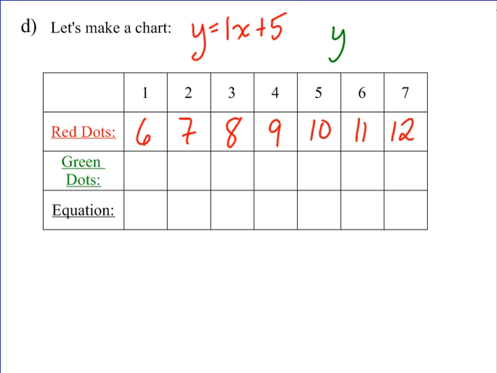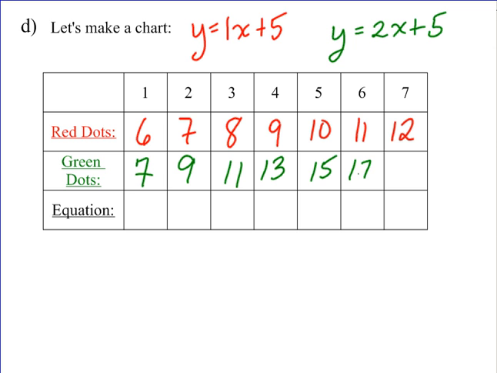Now let's take a look at the green dot company, which we said was y equals 2x plus 5. And let's do the same thing. 1 set of headphones in green dot would be 2 times 1 is 2 plus 5 is 7. If I bought 2 sets of headphones, 2 times 2 is 4. 4 plus 5 is 9. If I bought 3 sets of headphones, 3 times 2 is 6, plus 5 is 11. We notice that it's climbing by 2s each time. So we're going to finish out the table here as well. 13, 15, 17, and 19.